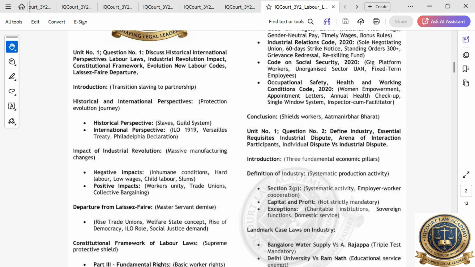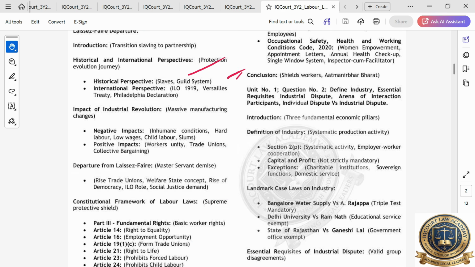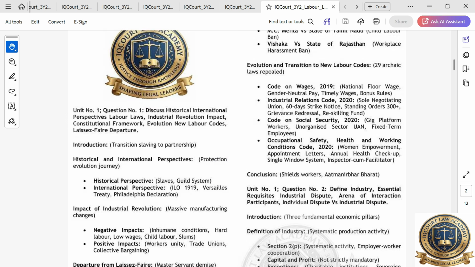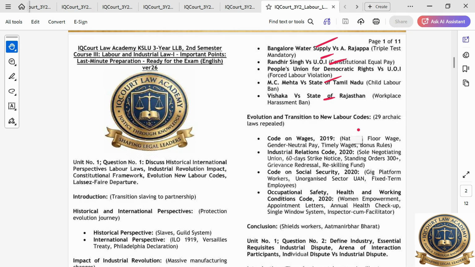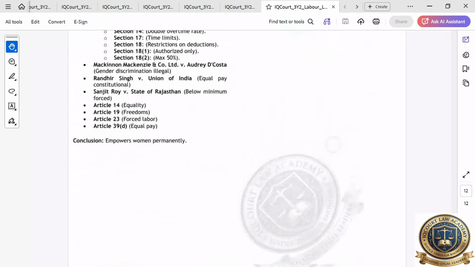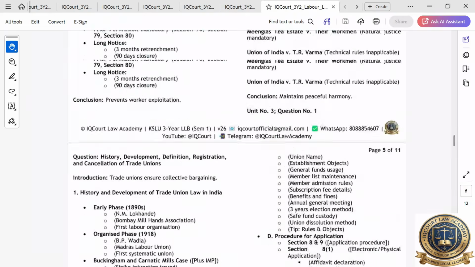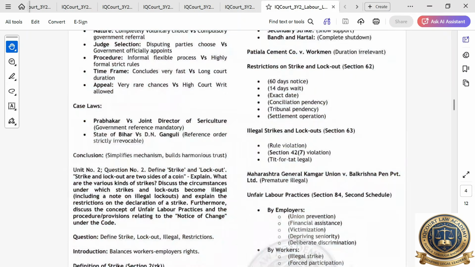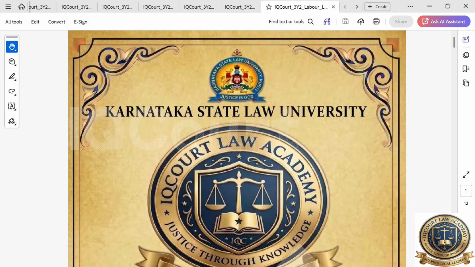This is the question, this is the introduction, and these are the points you need to write in the exam. We are also providing keywords for each point, so you need to write along with the case laws, with keywords for each case law. For a quick revision of all the units, all these questions are important. We have provided only important, exam-oriented questions. All important questions are included in the IQCourt study materials.